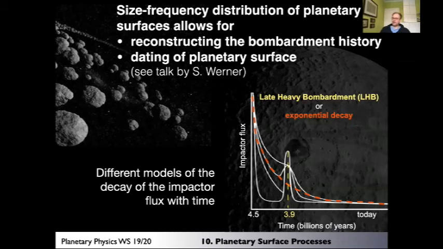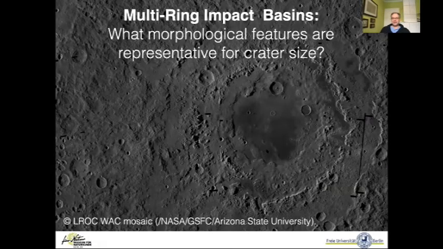So there are different models. Some people proposed a late heavy bombardment, which has come out of fashion lately. We're now thinking more of some sort of an exponential decay, maybe a bit spiky, but there's still a debate ongoing about how the impact flux changed, in particular during the early phase, what we consider the late accretion phase.